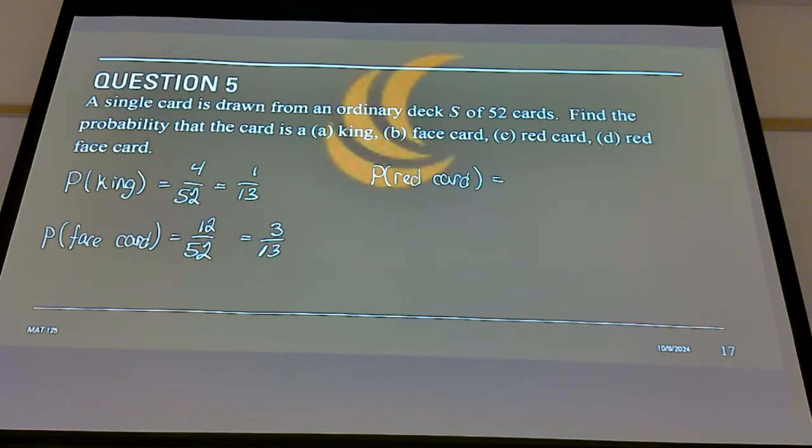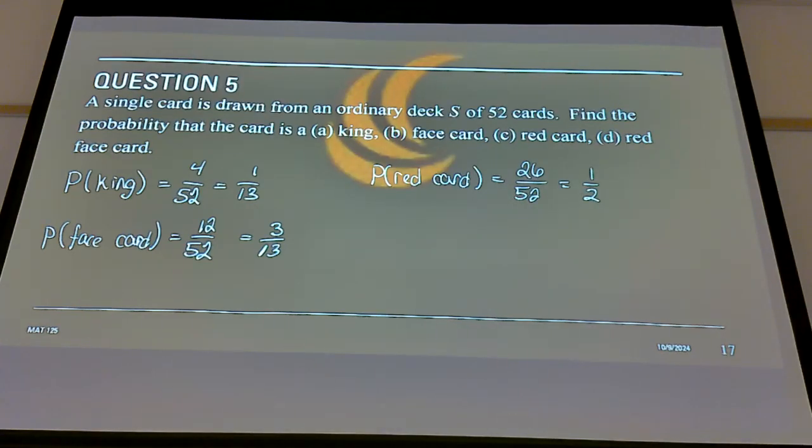Probability of a red card. There are 2 red suits, heart and diamond. Each one has 13, so there are 26 red cards. Half the deck is red, so 1 in 2. And there are 26 black cards too. Those are the clubs and the spades.